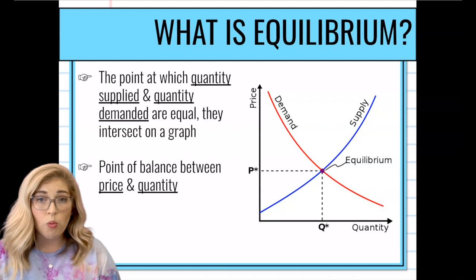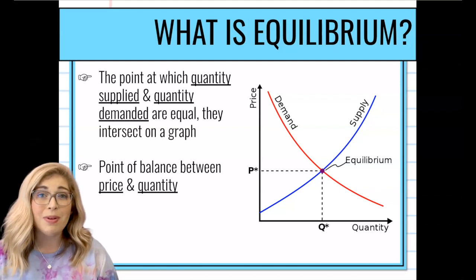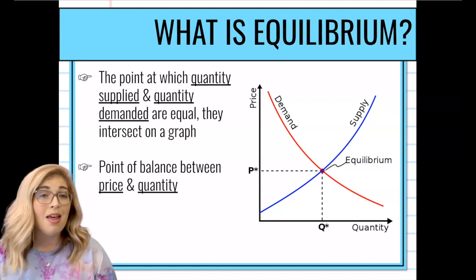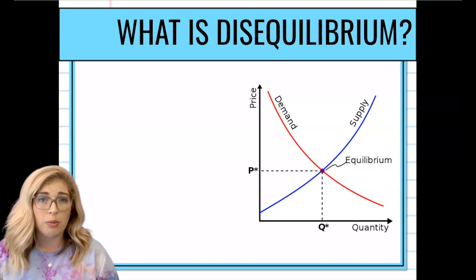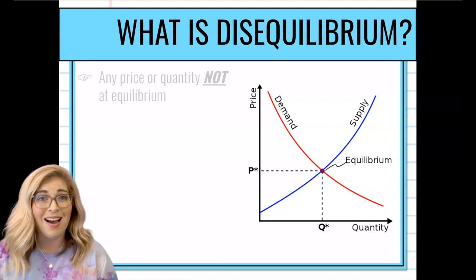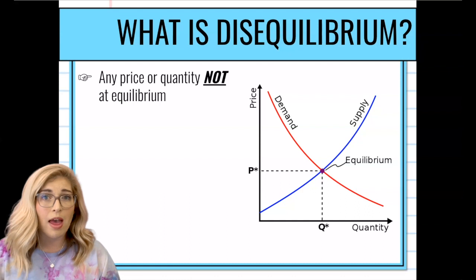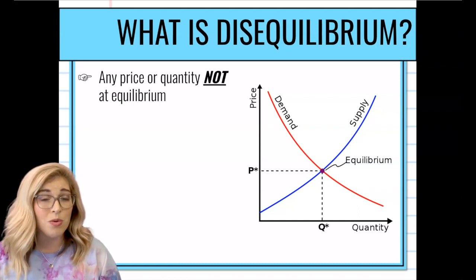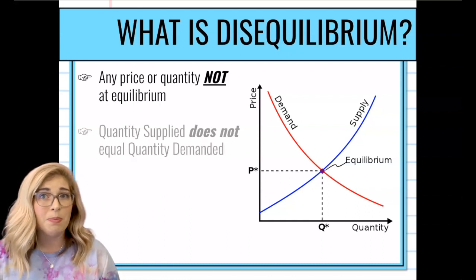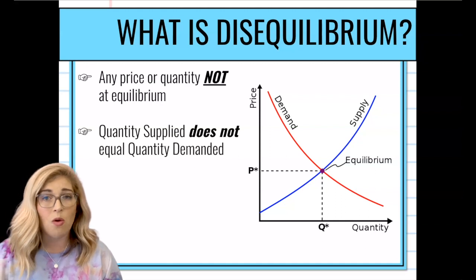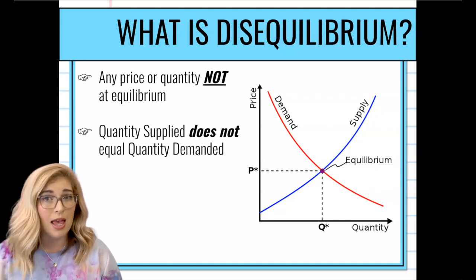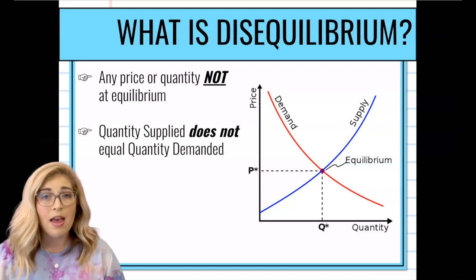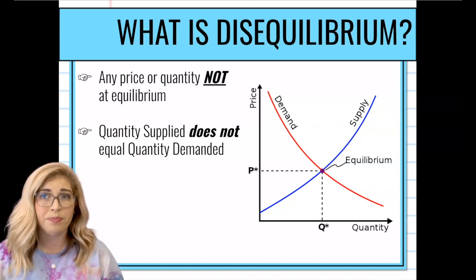Now, any place that's not at equilibrium is going to be disequilibrium. So it's any place where it's not equal. It's anywhere that quantity supplied does not equal quantity demanded, and anywhere that price and quantity are not meeting. So it's anywhere else all over that graph. Equilibrium is one specific point on this graph.